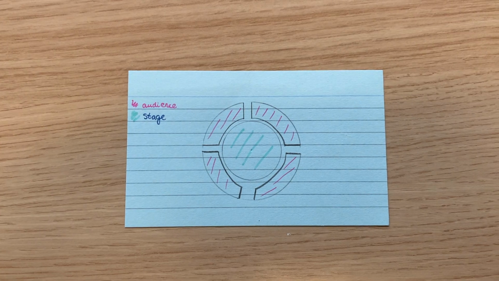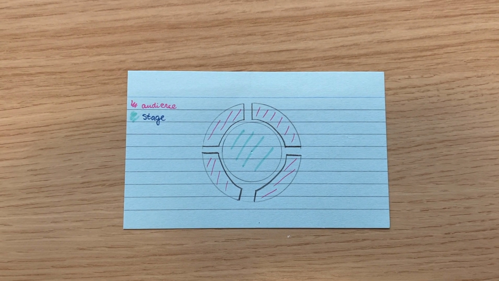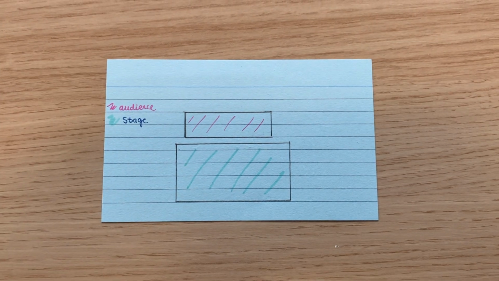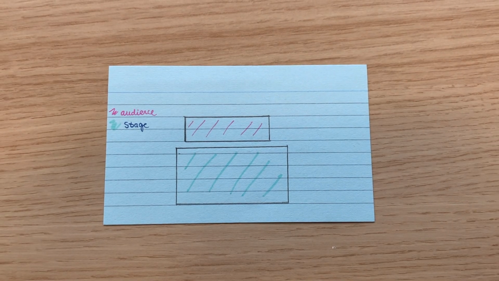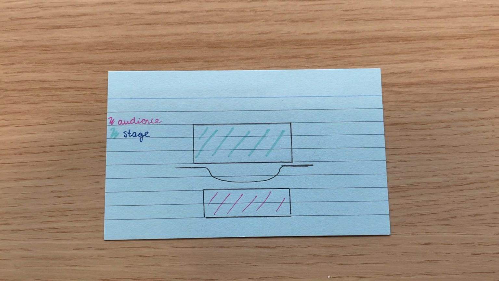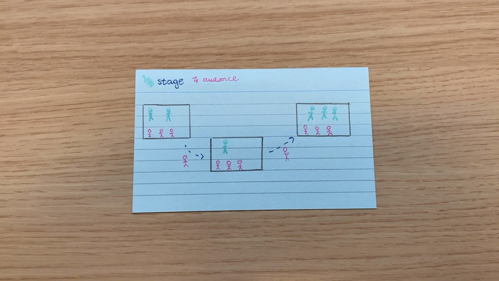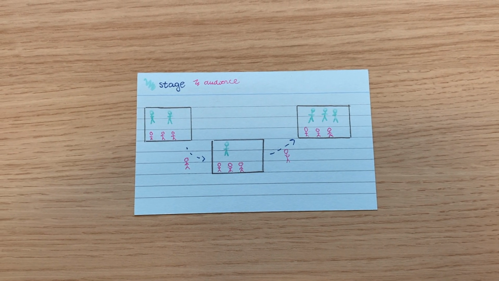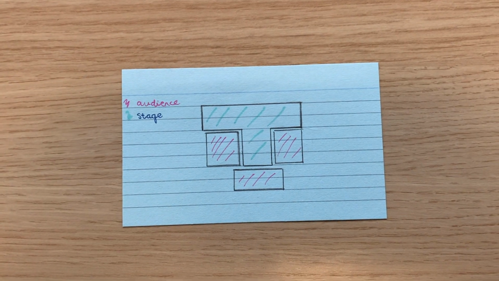Theatre in the round is where there's a circular stage and the audience sit all around. End on stage is just a regular stage and the audience sit in front of it, and then proscenium arch is the same thing except there's a big arch dividing the audience and the stage. Promenade is where you walk around different sets, so rather than the actors coming to you, you go to the different actors. And then thrust is a T-shaped stage.